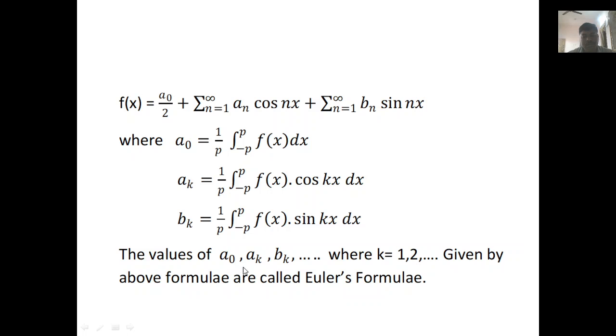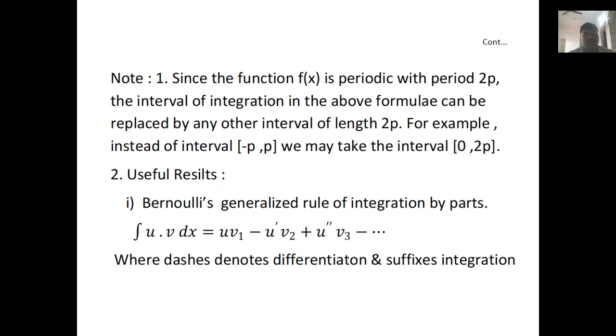So the values of a0, ak, bk, here k is equal to 1, 2, 3, given by the above formula are called Euler's formula. Note: since the function f of x is periodic with period 2p, the interval of integration in the above formula can be replaced by any other interval of length 2p. For example, instead of the interval minus p to p, we may take the interval 0 to 2p.